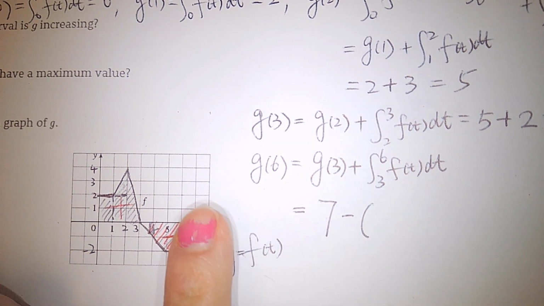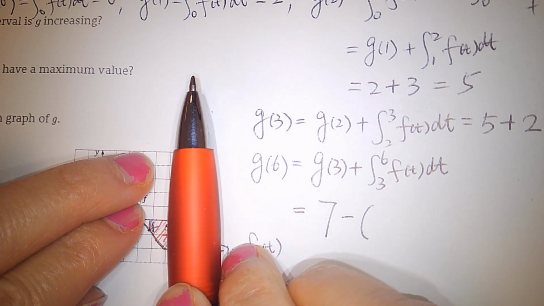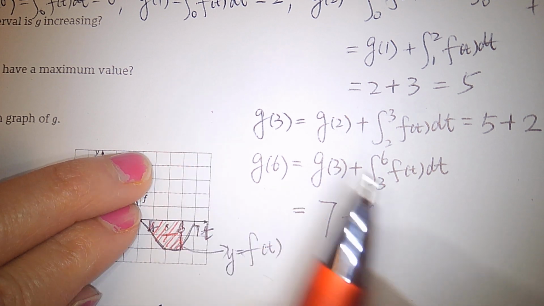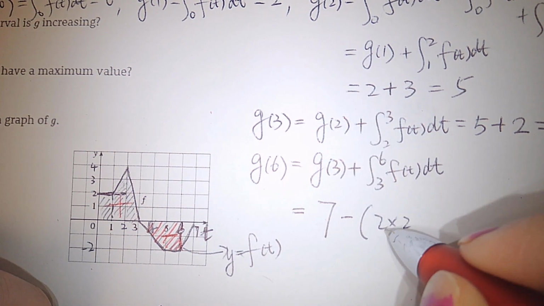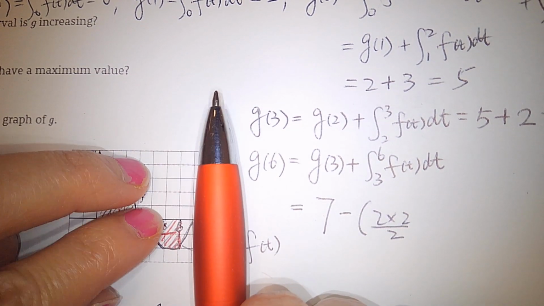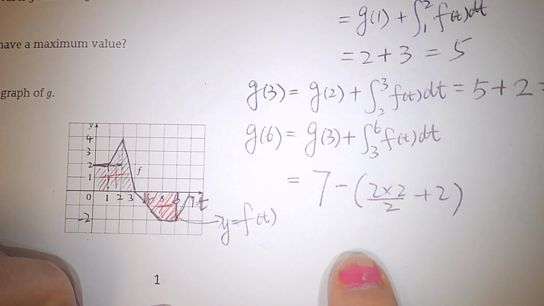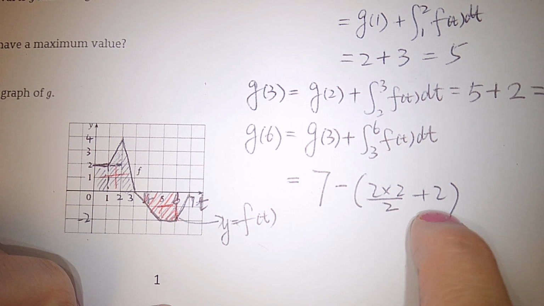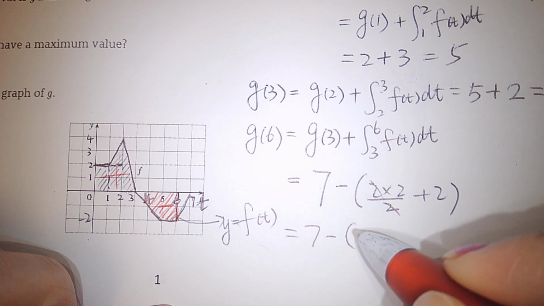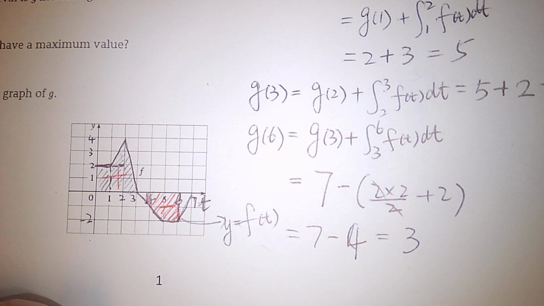Okay, so let's look at this triangle. It has a base 2 and height 2, right? So base 2 times height 2 divided by 2. That's the area for this triangle. Also, what is the area for this rectangle? 2, right? So we add up the sum of the triangle and rectangle. 7 minus 2 plus 2 is 4? So eventually, G of 6 is 3.